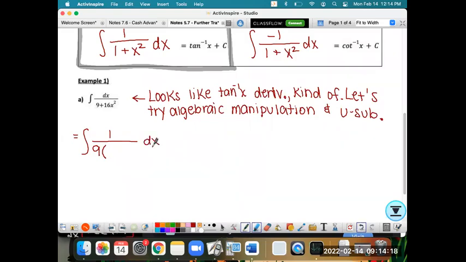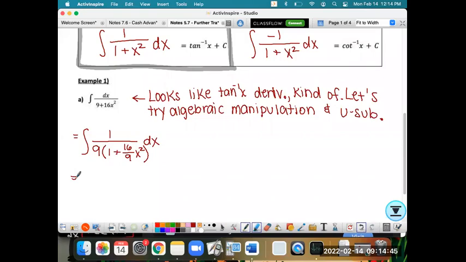All right, so if I factor a 9 out of that denominator, I'm going to be left with 1 plus 16 over 9 x squared. And I moved that differential, the dx, to after the fraction. I just prefer to not have it in the numerator. But if you like having it in the numerator, that's perfectly fine.